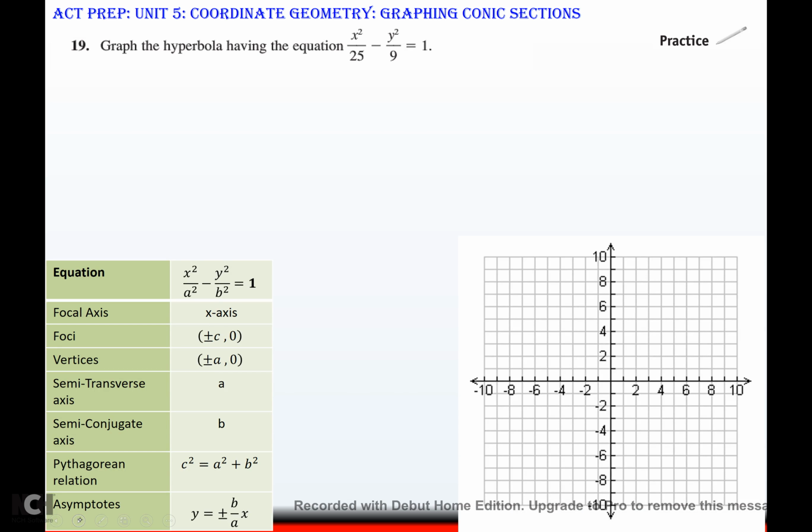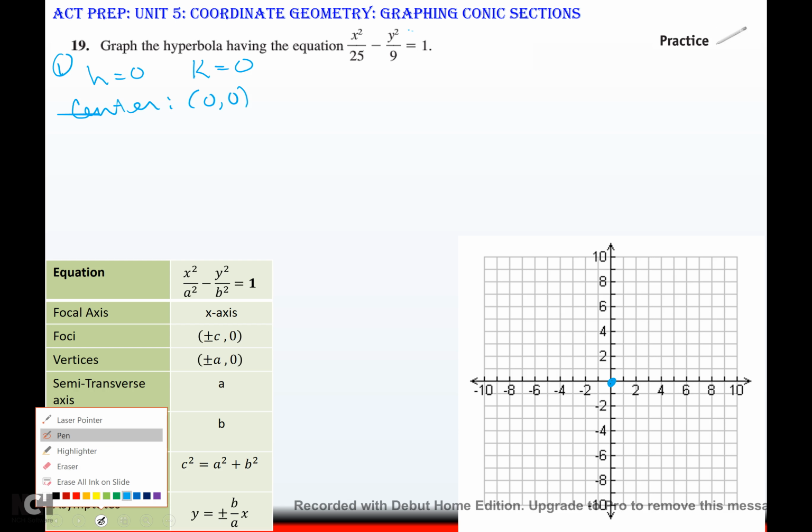All right, let's graph one of these bad boys. What I like to do first, and everybody has their own little deal about how they graph hyperbolas, is this. When you have no parentheses around your squares, that means your h and your k are 0, which means your center is at 0, 0, which is nice. So I like to do my center first. The next thing I like to do is get my asymptotes.